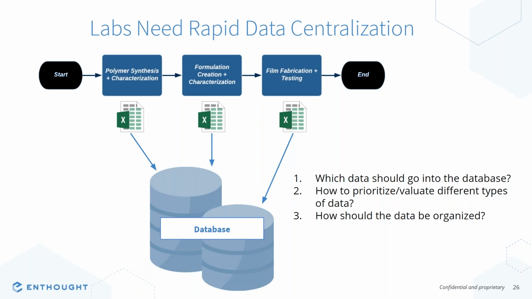And if you're getting started on this process, there are a lot of questions that you'll have. Which data should go into the database? If I have a lot of data, and maybe even a lot of historical data, it's going to take a while to centralize and organize all of that data. How do you prioritize and evaluate different types of data that you're producing now or that you have in a giant swamp of shared drive? And once you've done that, how should your data be organized so that it is useful and not just a data swamp somewhere that is there, but nobody really wants to use it because it doesn't help them with their day-to-day work?